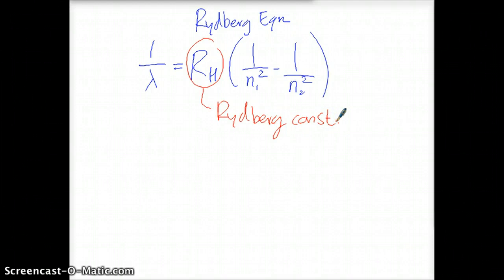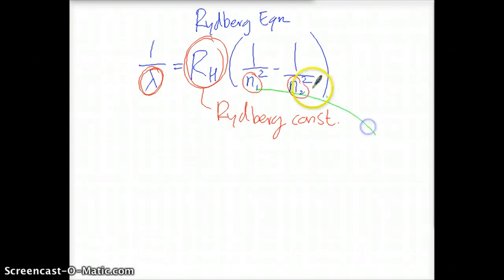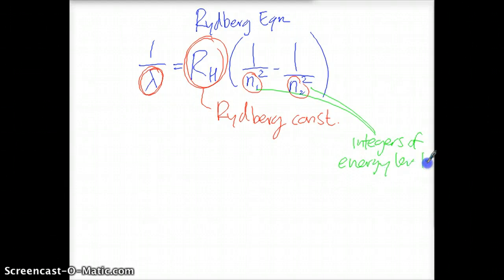So what we can see here is the wavelength depends on 2 things. Since this is a constant, it doesn't matter. It depends on this n_1 and this n_2. Those are the only other variables there. Well, what do these variables come from? What is this n? These are integers of energy levels. And what do I mean by energy levels? By energy levels, I just mean shells, orbitals, rings where electrons go.